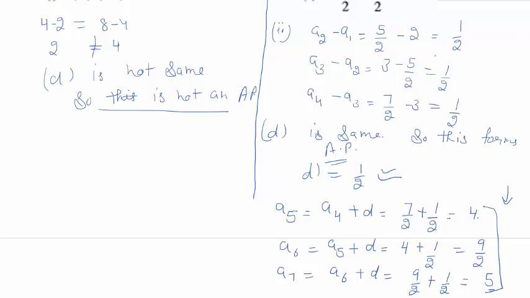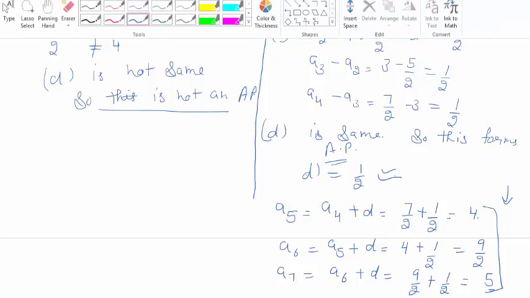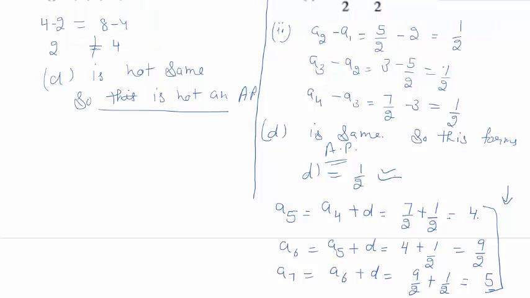First of all, check whether this forms an AP or not. If it is an AP, then tell the common difference, that is half, and then find the 3 consecutive terms. Then find 3 more terms. Here we have been given 5 terms, so we will find A5, A6 and A7.